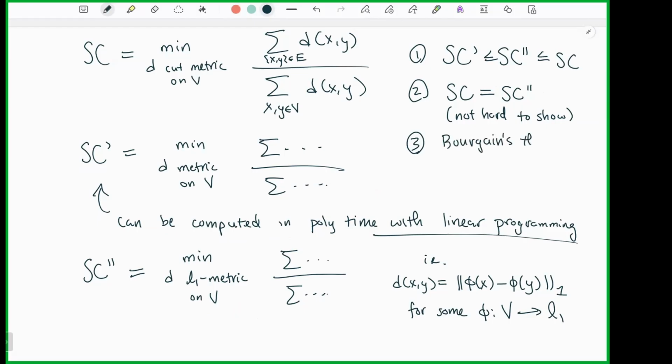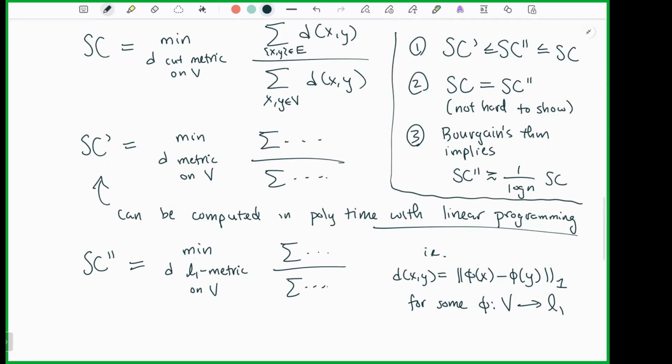So Bourgain's theorem, I'm embedding into L1, that SC prime prime is greater than or equal to 1 over log n times SC. And so as a consequence, we have that, sorry, I think I just wrote something wrong. There's a missing prime here. SC prime, SC prime, I think that's better. Yes, okay.